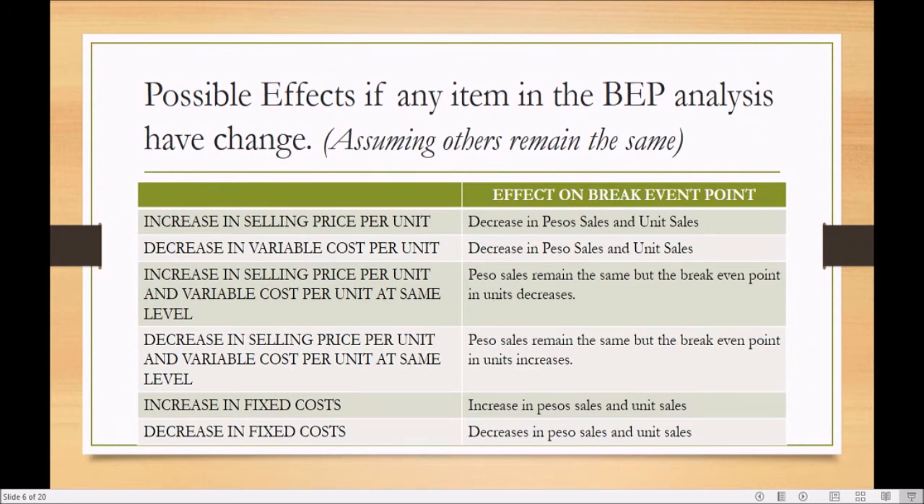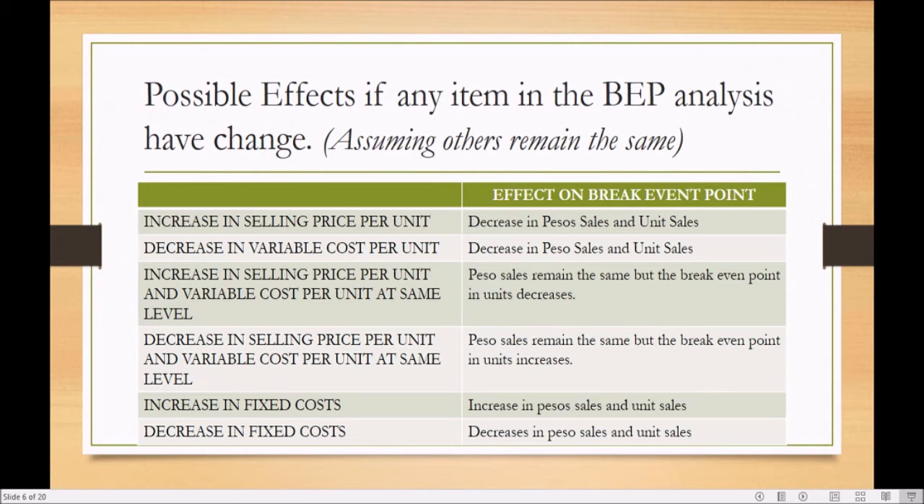Ngayon naman, let us discuss about the possible effects if any item in the break-even point analysis have changed. Ibig sabihin po nun, if one item on the break-even point analysis na ginagawa natin, merong nagbago. For example, the selling price ng per unit nagbago, and then the variable cost per unit remain unchanged. The total fixed cost remain unchanged. What would be the effect on the break-even point? Okay, in units and in sales.